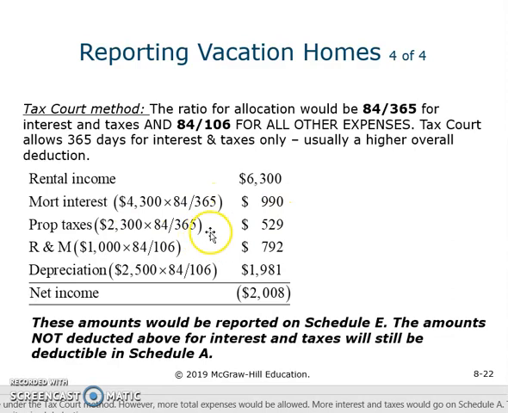Property taxes, we're going to use the same ratio. For repairs and maintenance, we'll use the 84 divided by 106 for all other expenses, which is our repairs and maintenance and depreciation, which gives us net income of negative $2,008. So these amounts would be reported on the Schedule E. However, the amounts that are not deductible above for interest and taxes would still be deductible on Schedule A if the taxpayer is itemizing their deductions.